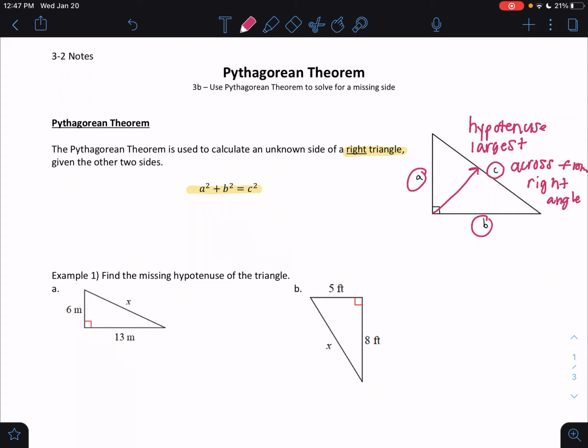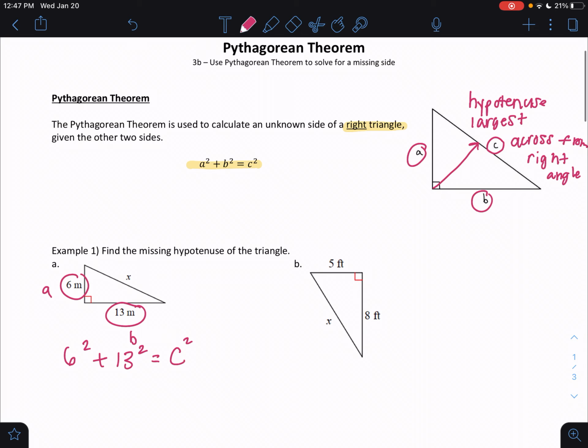So we're going to use that formula to find the hypotenuse in these two problems. So we have this side, let's call it A, and this side, let's call it B. You could switch those up and it wouldn't matter, you'd still get the same answer. But we have 6 squared plus 13 squared equals c squared, or x squared for your hypotenuse. Either letter will work.